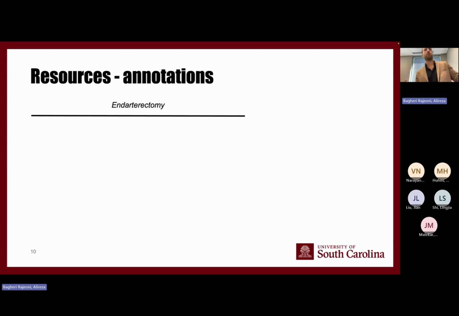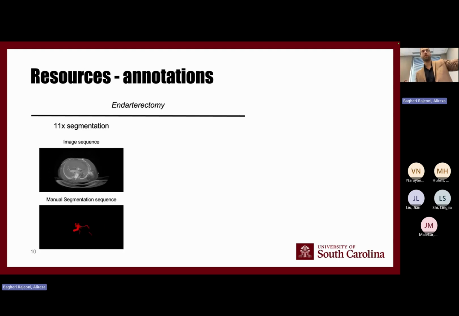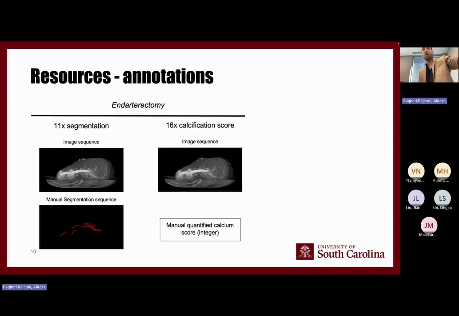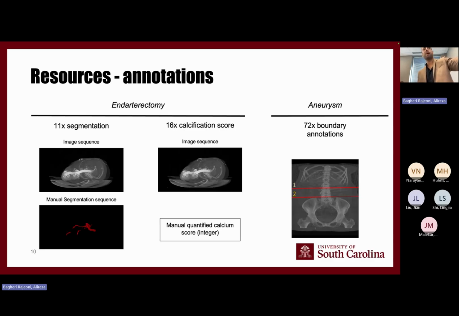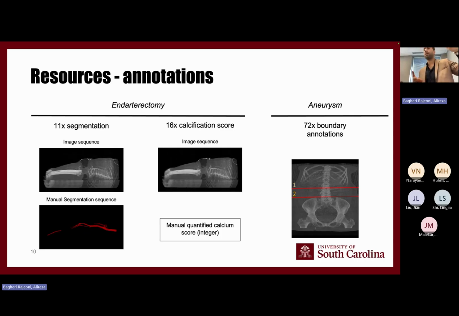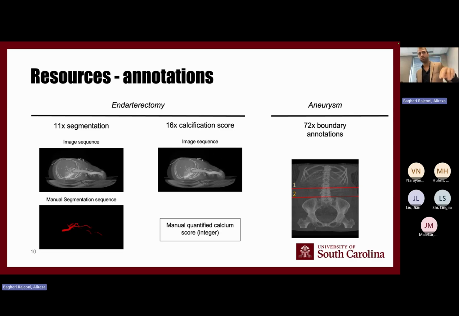Actually, this is a better picture showing the resources we have for endarterectomy patients. For 11 of them, we have the pixel-wise segmentation. For 16 of them, we have one integer representing all the calcification happening in the vascular system. And for aneurysm, we have two integers for each scan representing the beginning and end of the aneurysm.